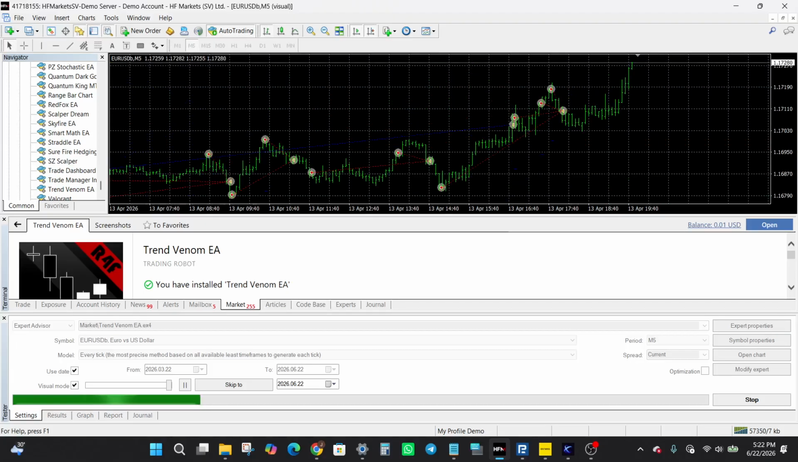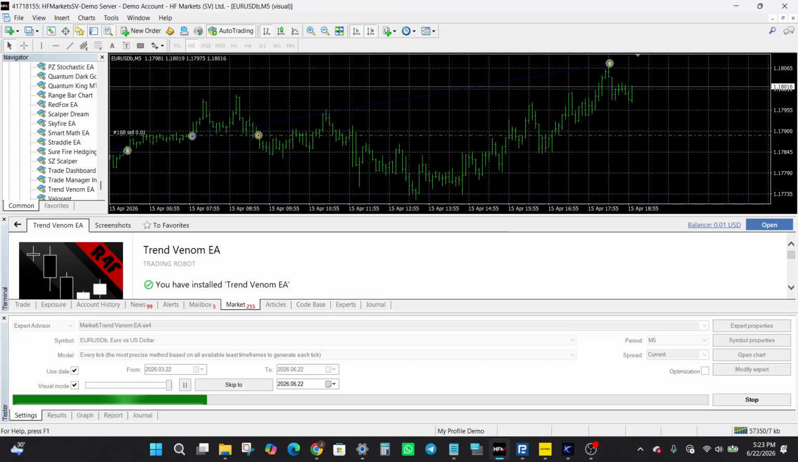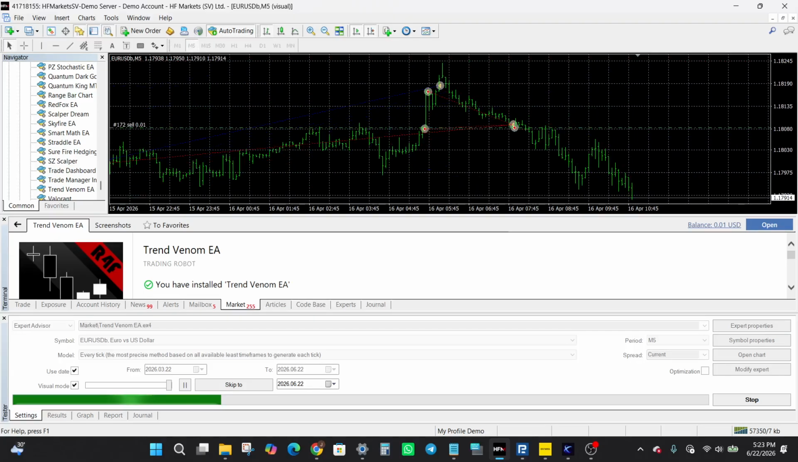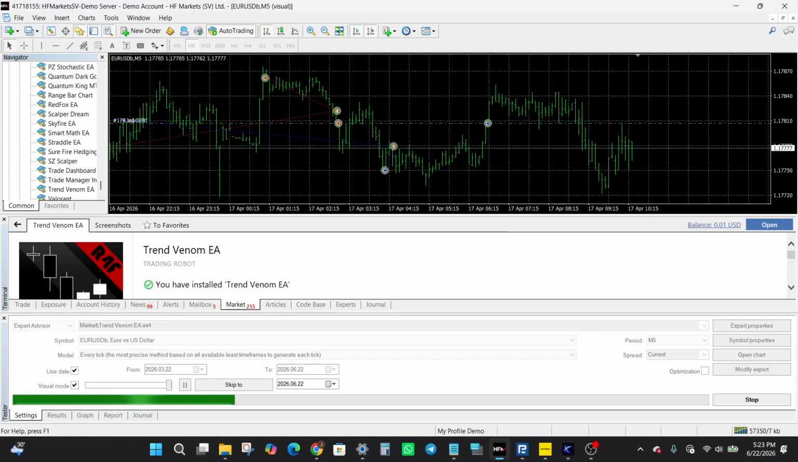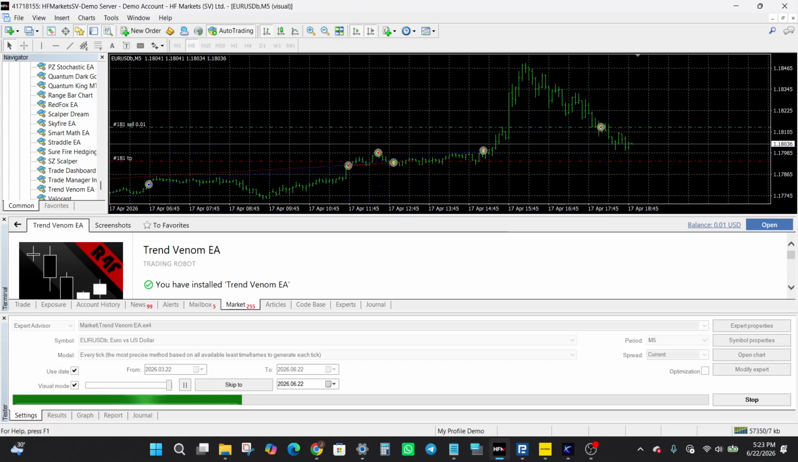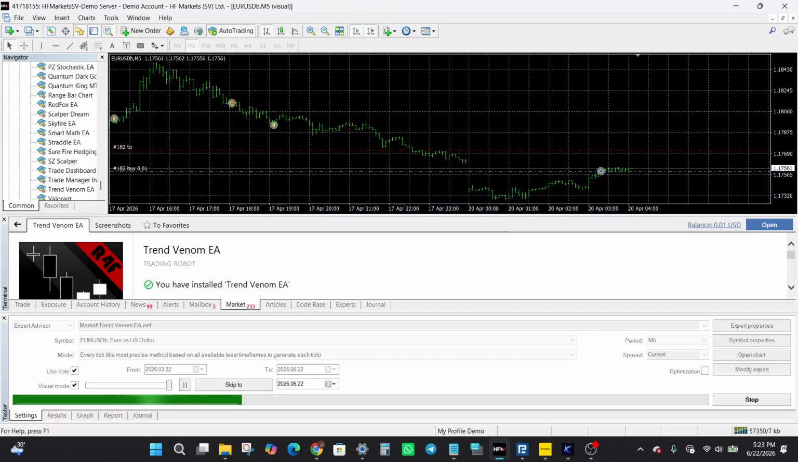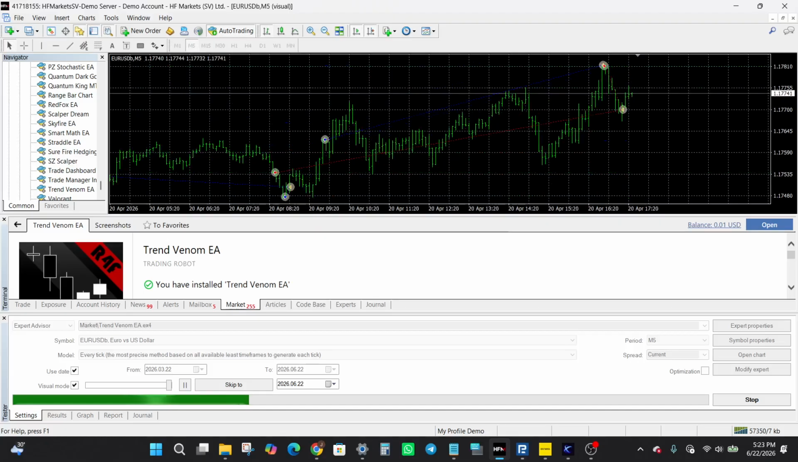Overall, the Trend Venom EA provides a transparent description of its core methodology, clearly outlining its use of moving average signals, RSI signals, averaging functionality, and configurable risk management tools. The fact that it is available for free also makes it relatively accessible for traders who want to explore and test it further within MT4.